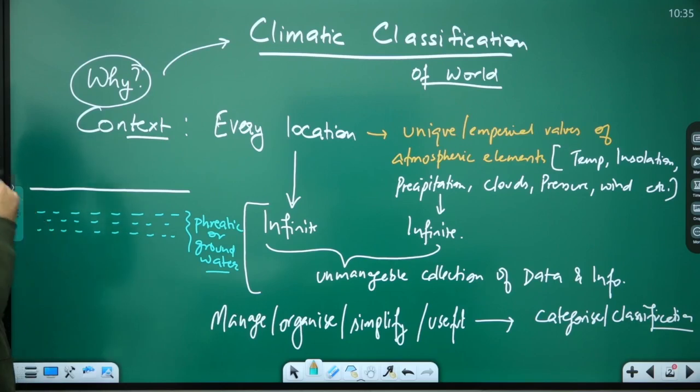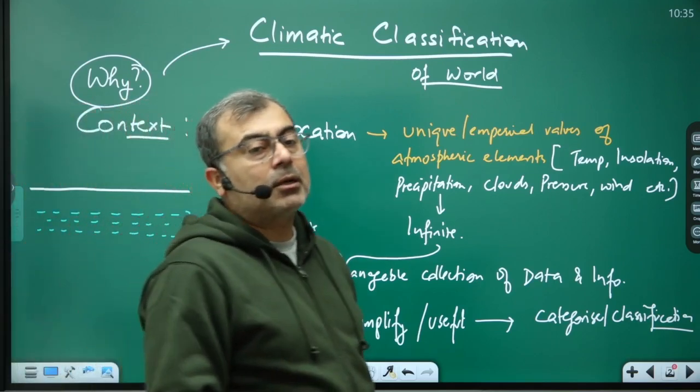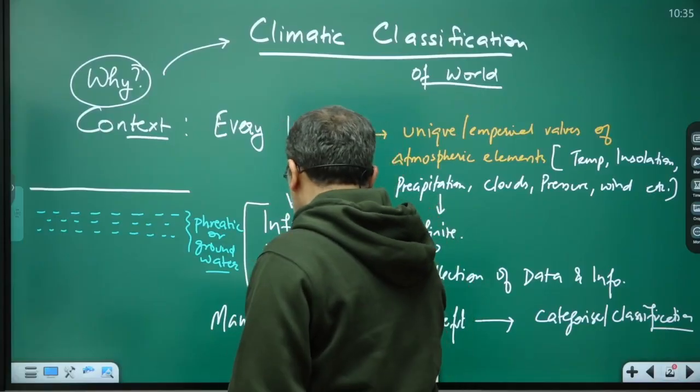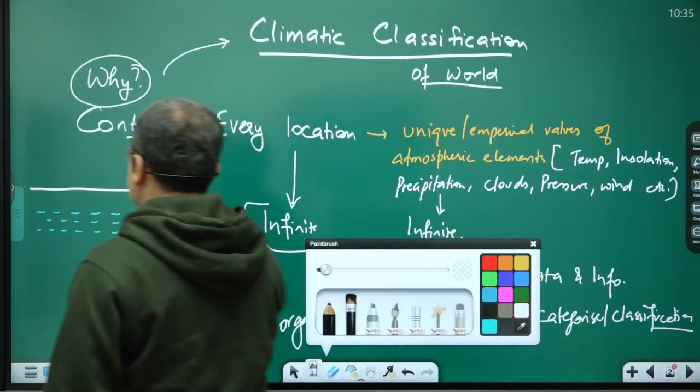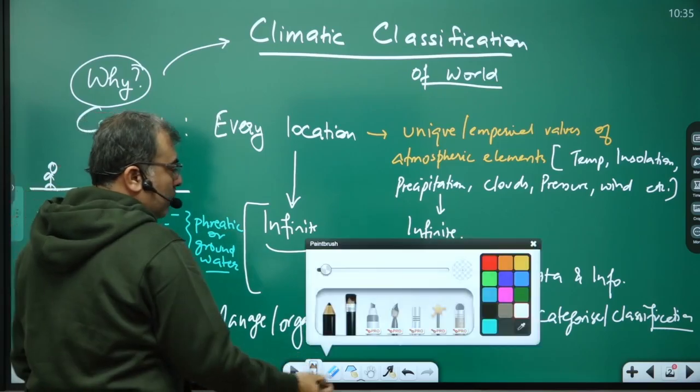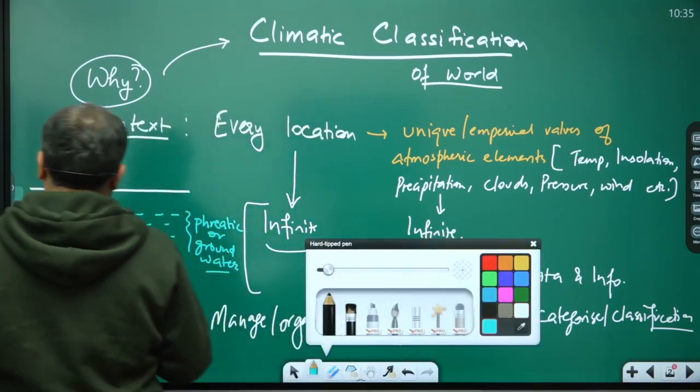We call this phreatic water. Phreatic means groundwater. Now, this is the earth's surface. I am here and I have groundwater. How can I extract this groundwater? Quickly tell me.